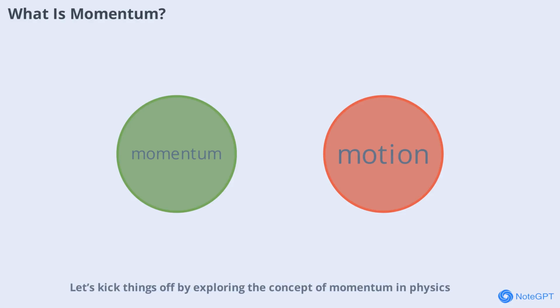Let's kick things off by exploring the concept of momentum in physics. Momentum is a fundamental property of moving objects, describing how much motion they carry. It's not just about speed, it's also about mass. The more massive an object and the faster it moves, the greater its momentum. Imagine a bowling ball rolling down a lane versus a tennis ball at the same speed. The bowling ball has much more momentum. This concept helps us understand why some objects are harder to stop than others.